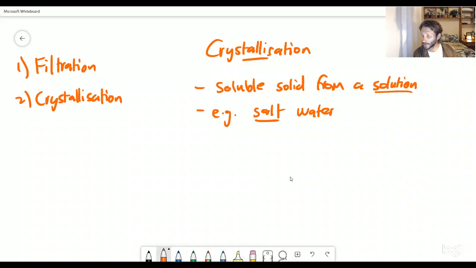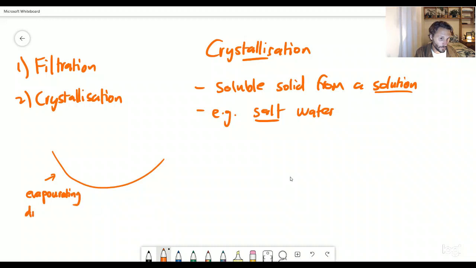So what equipment do we need for crystallization? Well, we need an evaporating basin or evaporating dish. We're going to pour the salty solution into the evaporating dish. So this is the salt water solution. And the next thing we're going to need is to apply some heat.